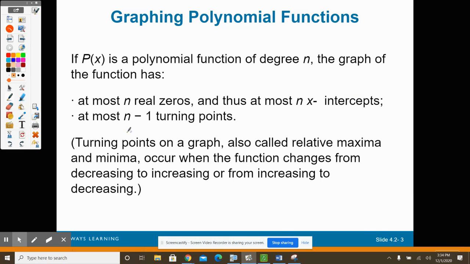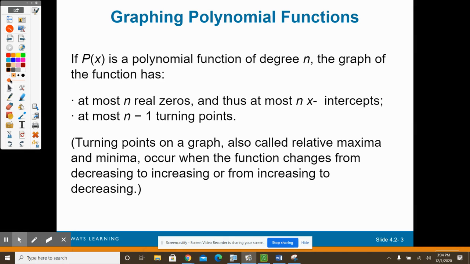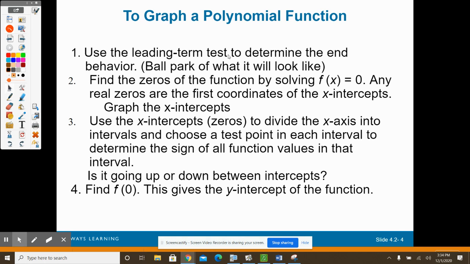The turning points to me is not so important. This first one is essential, though. You really need to know how many zeros you're looking for and how many x-intercepts you're looking for. And the turning points isn't as important as long as you know what your graph looks like from outer space, that you can see the whole piece. Okay, so let's go ahead and talk about the steps to graphing.